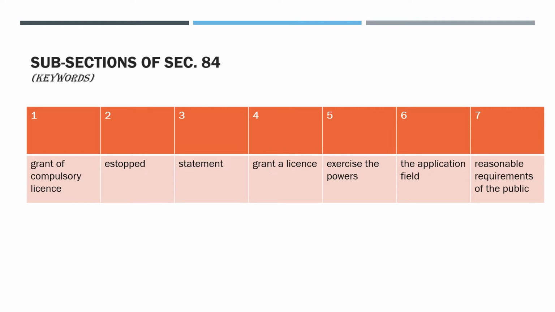So friends, please try to remember these key terms or key phrases and try to recall the subsections of section 84. I have picked up the keywords according to my own convenience. You can choose your own. Fine. After picking up the keywords, let us go for the details of the subsections.